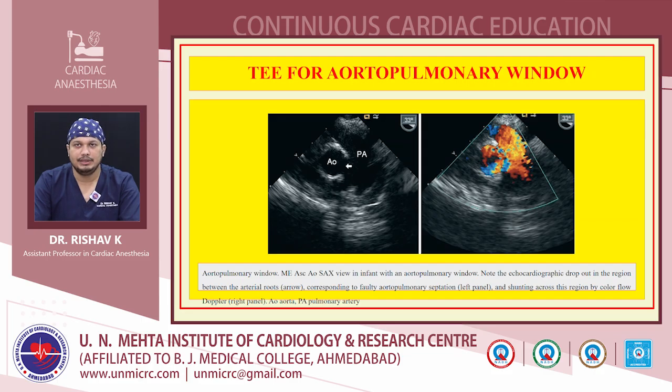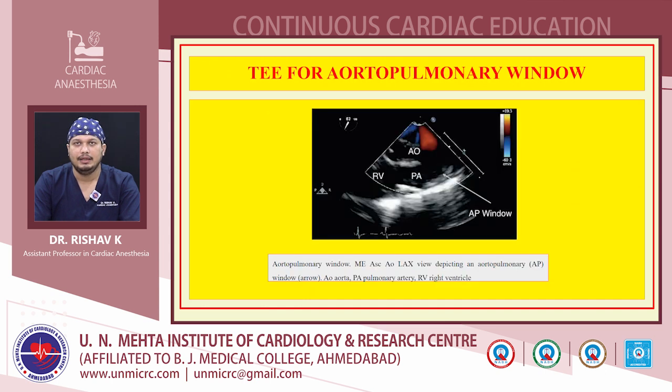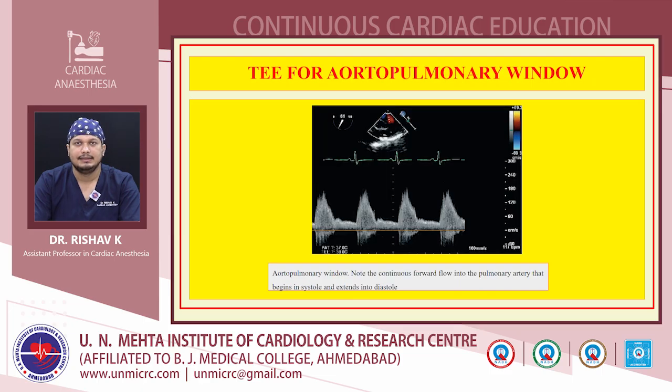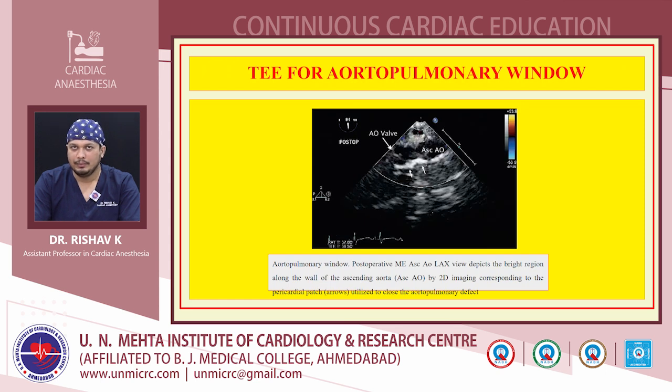This can be further verified using color Doppler. Color flow Doppler mode can be used here. As we can see, there is an echocardiographic dropout in the region between the arterial roots corresponding to faulty aortopulmonary septation, and shunting is verified by using color Doppler in the aforesaid image. Another image is in the mid-esophageal ascending aorta long axis view, and this displays an aortopulmonary window in the long axis with shunting across the lesion. Also, we can use spectral Doppler to determine the continuous forward flow in the pulmonary artery that begins in systole and extends into diastole, typical of aortopulmonary window.